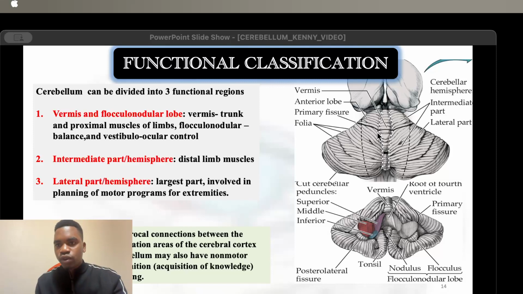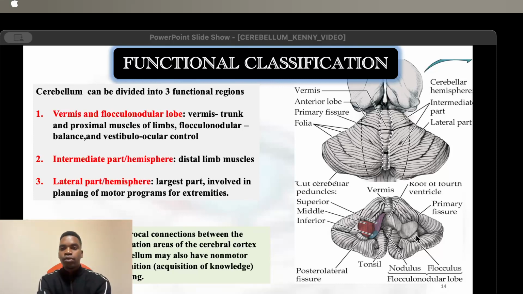Now see, some sort of recap. We said we had the anterior lobe here, and the posterior lobe. Between the anterior lobe and the posterior lobe, there was the primary fissure, as we can see. And then if you flip it upside down, you will see this is the flocculus, this is the nodulus, and this is the flocculus. So they form the flocculonodular lobe. But that was the anatomical classification.